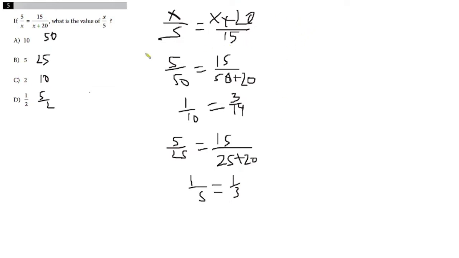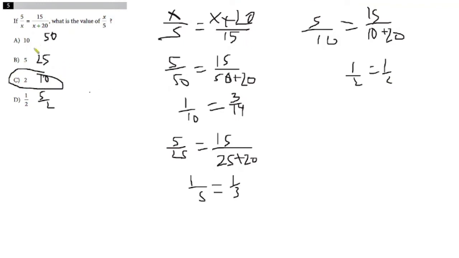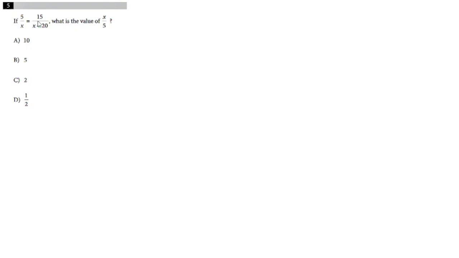Now we plug in 10 or 2, because again it's x over 5. Then we have 5 over 10 equals 15 over 10 plus 20: a half equals a half. So that's the answer, which would be C as in cat. And again, the trap would be to think it was A, because it says x over 5 and not x.